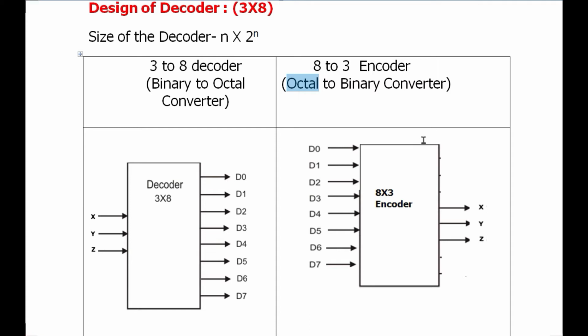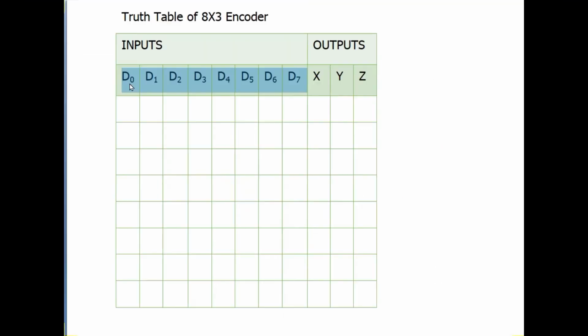Now in any combinational circuit, the first step is forming the truth table, confirming the number of input variables and output variables. Now we have 8 input variables and 3 output variables. The decoder had 3 input variables and 8 output variables. If we swap the inputs and outputs in the decoder's truth table, we get the truth table for the encoder: 8 inputs from D0 to D7 and 3 outputs X, Y, Z. These are arbitrary variables; we can consider even A, B, C also.